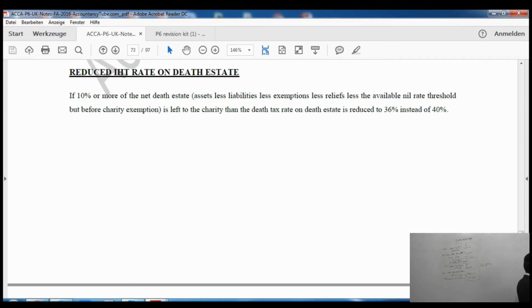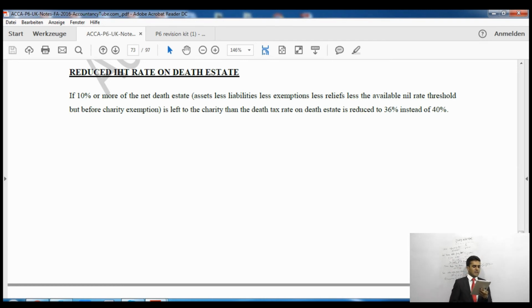Then it says reduced inheritance tax. Say, for example, if someone has said that I will transfer 10% of my estate to the charity, maybe 10% or more than 10%, then a reduced rate will be applied on his death estate, which is 36%. So the normal 40% won't apply, whereas the 36% rate will apply. So that's what it says in the notes. If 10% or more of the net death estate is left to the charity, then the death tax rate on the death estate is reduced to 36% instead of 40%.